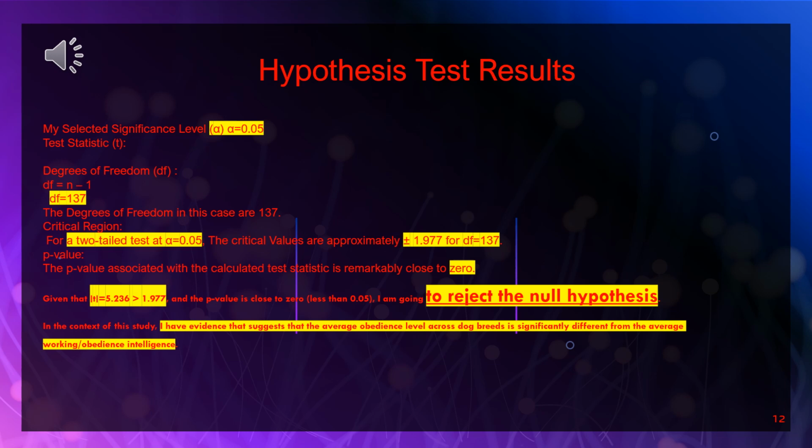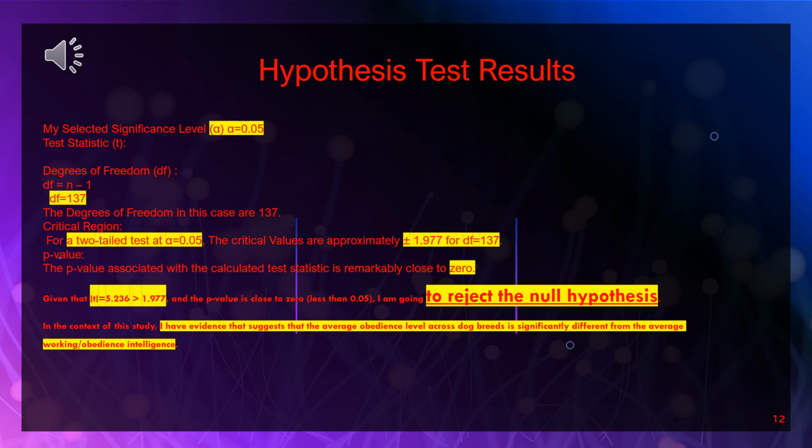For the hypothesis test results, my selected significance level is a standard 0.05, being the other part of my 95% interval there for confidence. The degrees of freedom came out to 137, and the critical region for a two-tailed test with that 0.05 level of significance, the critical values are approximately plus or minus 1.977, and the p-value associated with the calculated test statistic is remarkably close to 0. So that's important to note there.